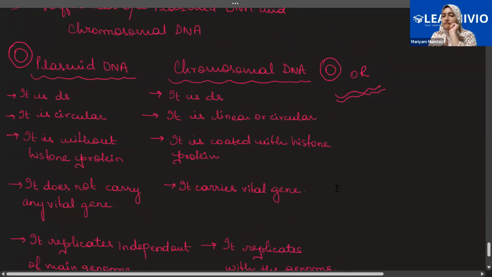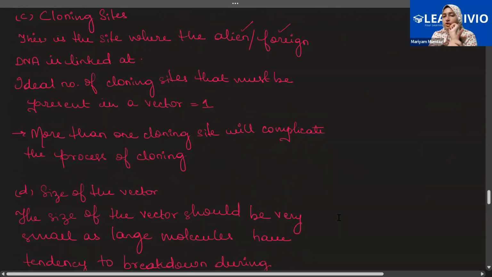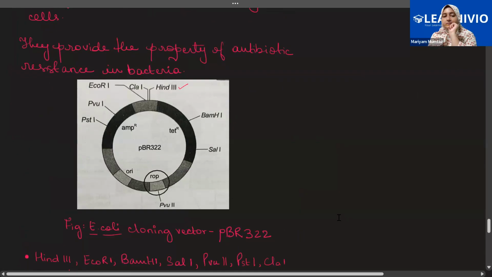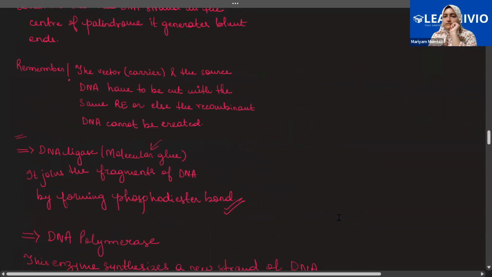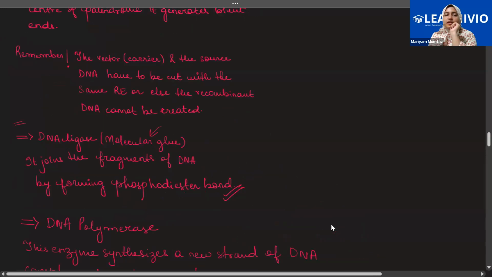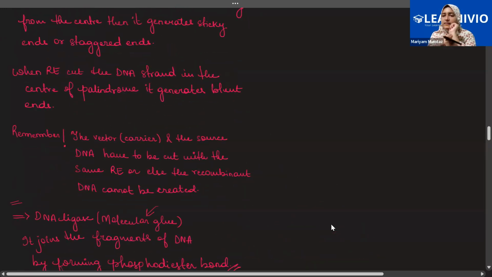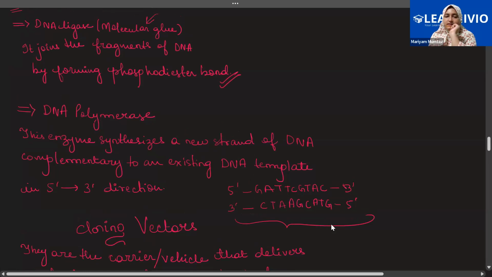Any doubts up until now? Selectable markers are clear? Okay. Now you people can note down, and while you're noting down, you have to draw this. All right. We have to start from DNA ligase, isn't it? You people wrote down till here the remember part. Did you write this part? Yes, ma'am. We even wrote DNA ligase. We have to start from that. You have to start from DNA polymerase, right? Yes, ma'am. Okay.